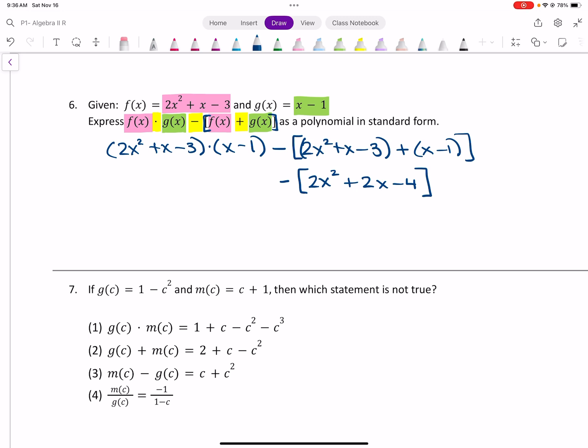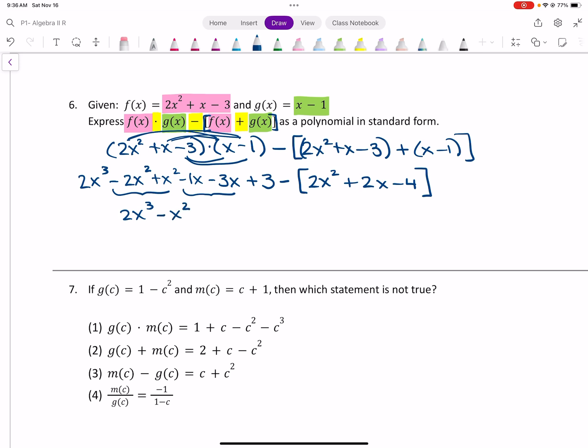In the front, we are multiplying. So I'm going to distribute to multiply right now. 2x squared times x is 2x cubed. 2x squared times negative 1 is negative 2x squared. x times x is x squared. x times negative 1 is negative 1x. Negative 3 times x is negative 3x. And negative 3 times negative 1 is positive 3. I'm going to combine like terms. I have 2x cubed minus 1x squared, minus 4x plus 3.